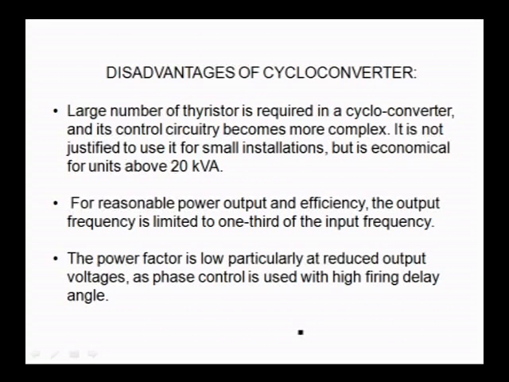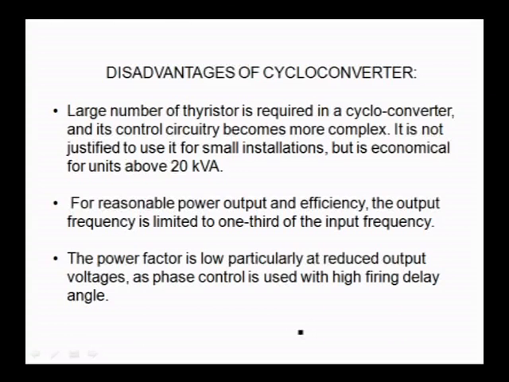So, what are the disadvantages of the cycloconverter? So far we have seen the major advantages. Advantages are more than the disadvantages. Only a few disadvantages: we need more thyristors. For 3 phase to 3 phase we have seen 18 thyristors are required. The control circuitry also becomes more complex because of firing and all. It is economical, as I already told you, above maybe 20 kVA. It is economical to use cycloconverters for high powers only, not for low power.